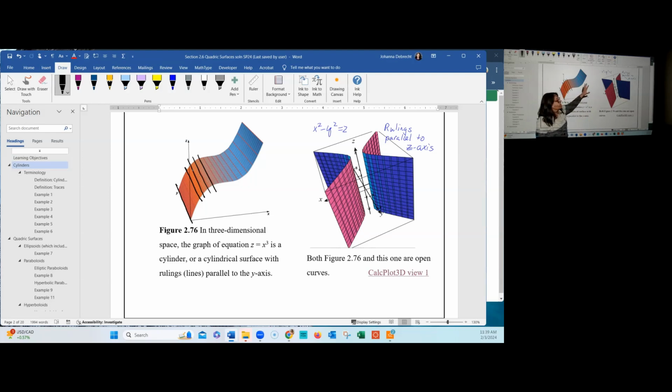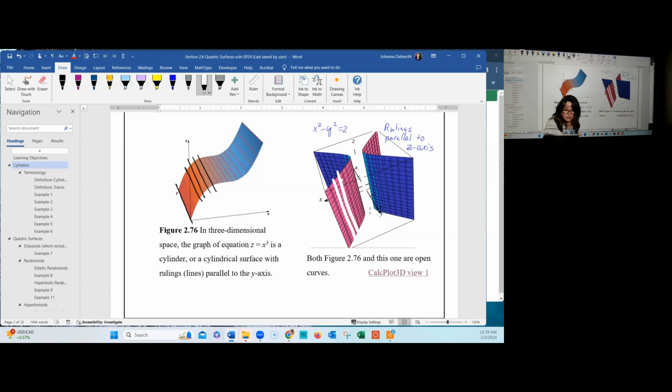Now, because it mentions x and y in the equation, the variable that's missing is the one that is being pulled parallel to. So this is actually the graph of a hyperbola in the xy plane, and it's being pulled parallel to the z-axis. So the rulings are the lines that are parallel to the z-axis. Let me show these here in white. So these are the rulings right here, which are parallel to the z-axis.